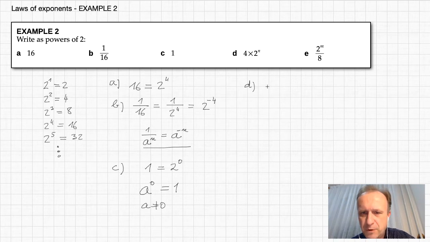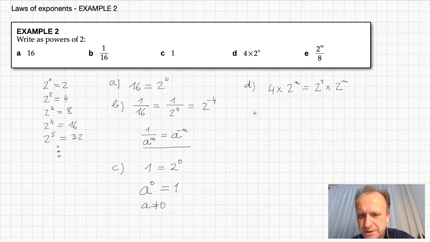Okay, 4 times 2 to the power of n, and we should replace it using or writing it as powers of 2. So what to do? Number 4 here, according to this list, is 2 to the power of 2, and you multiply it by 2 to the power of n.